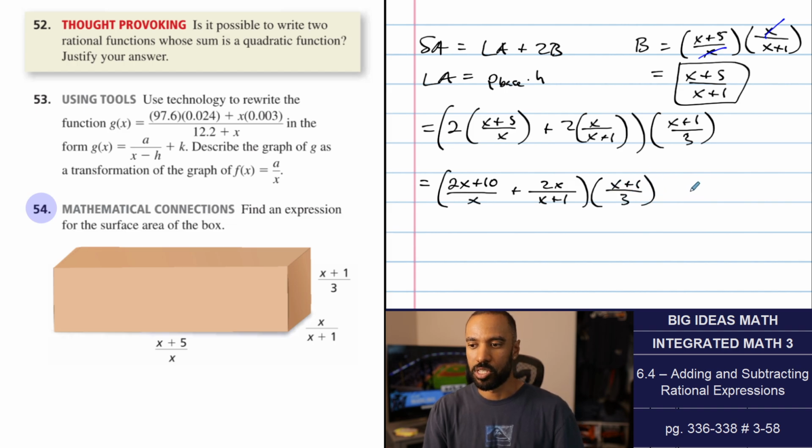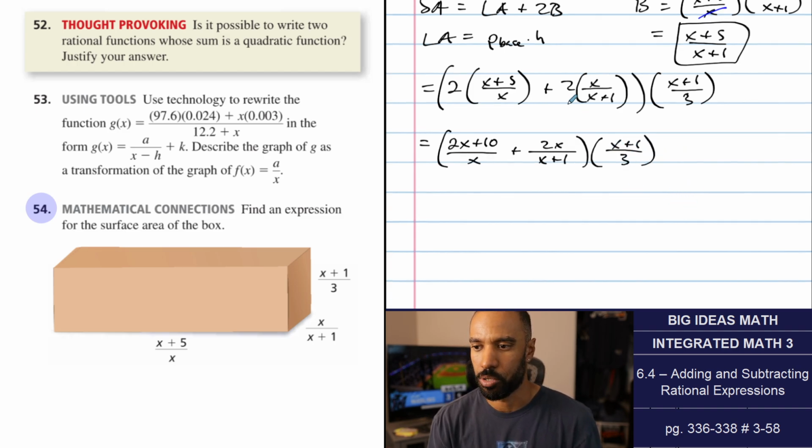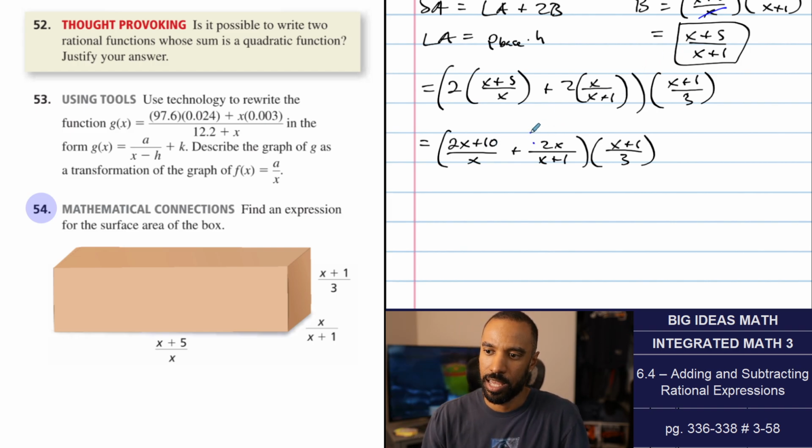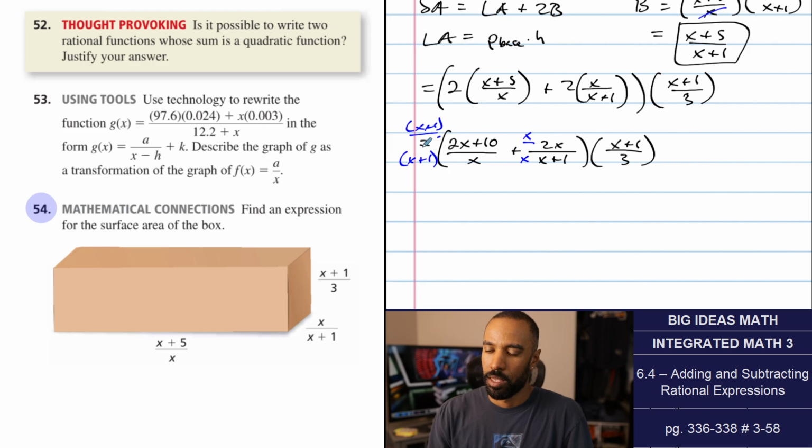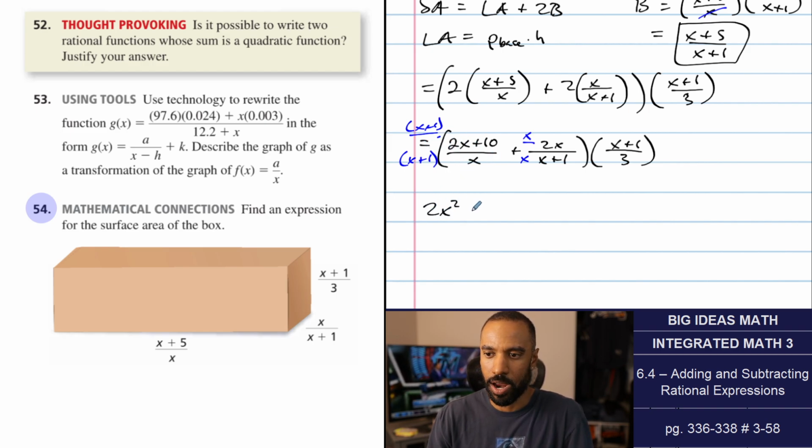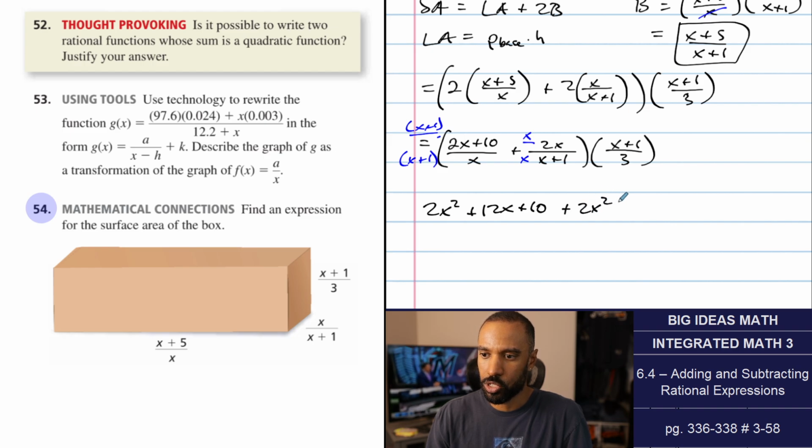Now, in getting a common denominator, I'm wondering if I should distribute. No, I'm not going to distribute first. Let's get a common denominator with these first and then do a multiplication. So this needs an x over x. This needs an x plus 1 over x plus 1. And 2x plus 10 times x plus 1 is 2x squared plus 2x plus 10x is plus 12x plus 10. Then this is plus another 2x squared here. And this is all over x times x plus 1. And this is multiplying with x plus 1 all over 3.